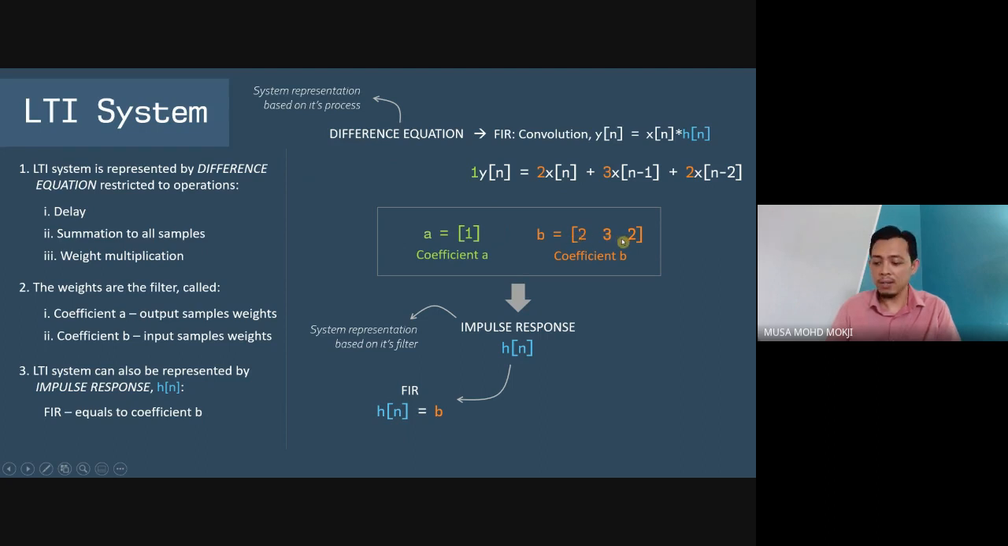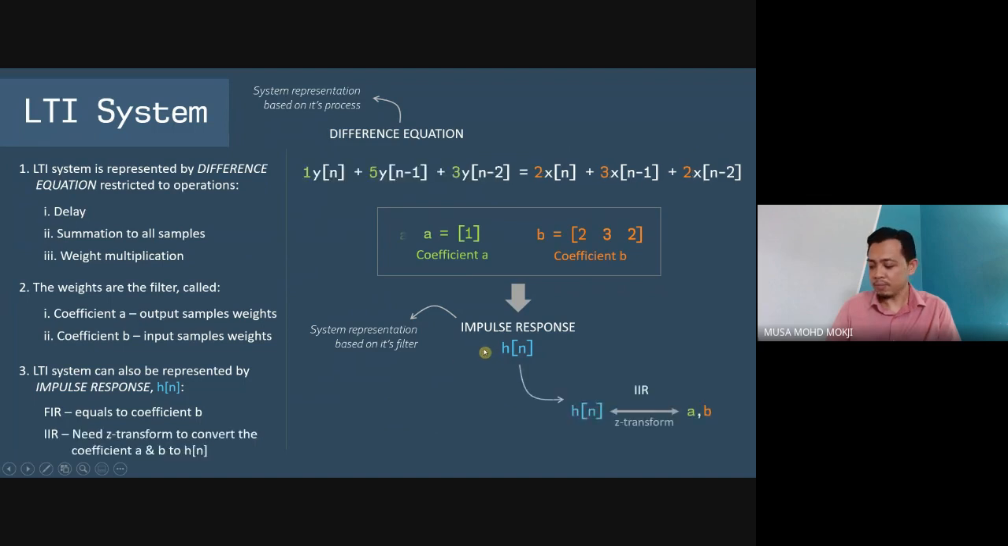So for a FIR, when you see no output sequence, what you have is only the current output. Very simple and straightforward, just take those weights. That will be your h[n], the impulse response. So this is for FIR.